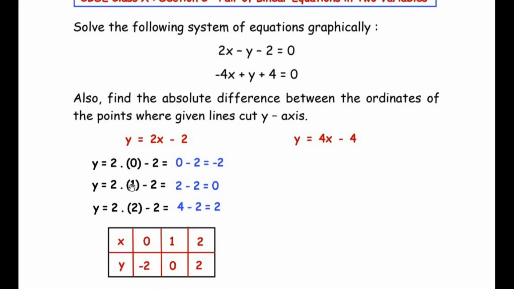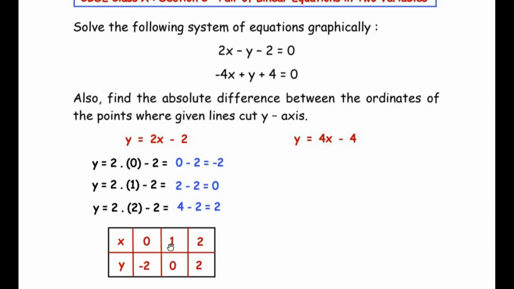Now when x is 1, we get y is equal to 2 times 1 minus 2. Now 2 times 1 is 2, minus 2 gives us 0. So when x is 1, y becomes 0. Now for the third value of x, that is 2, we get y is equal to 2 times 2 minus 2. Now 2 times 2 gives us 4, minus 2 gives us 2. So when x is 2, y is 2. So 3 values are enough. You can also take 2 values for this, but to be precise and accurate, minimum 3 values are good to go.